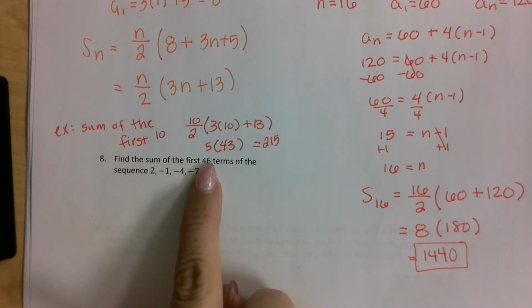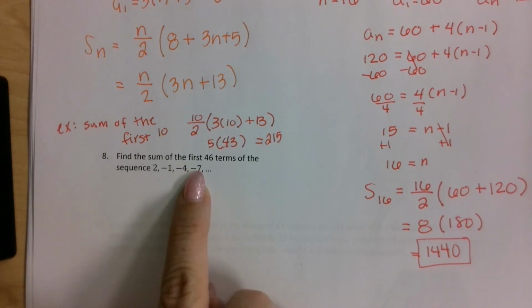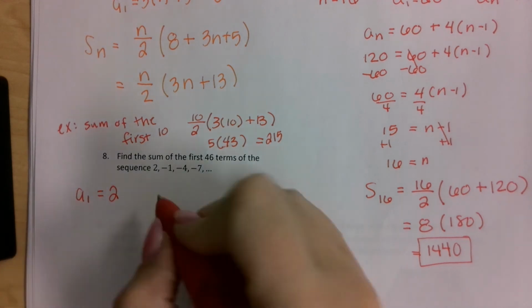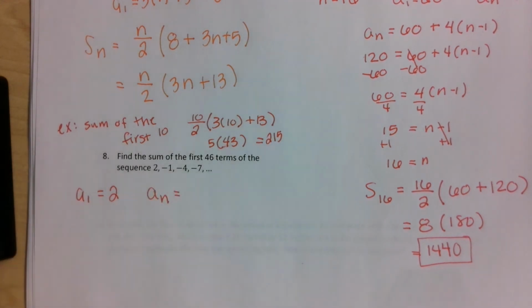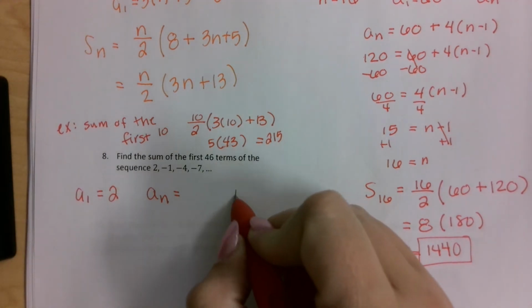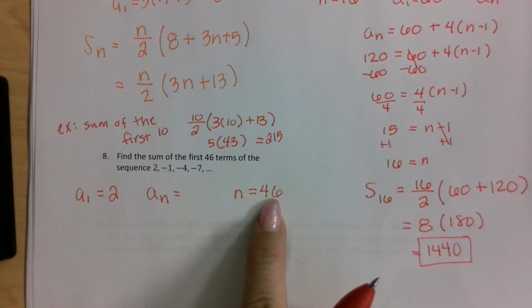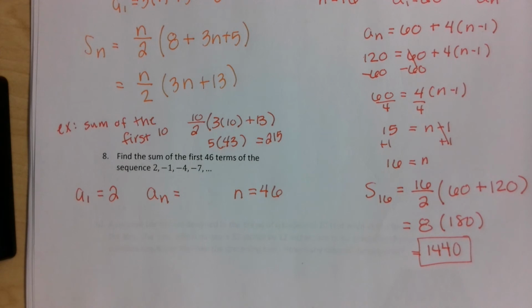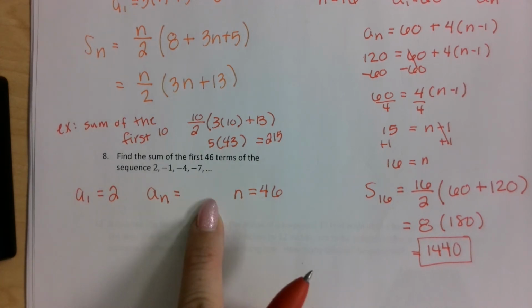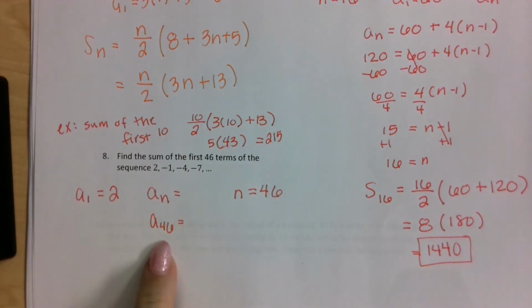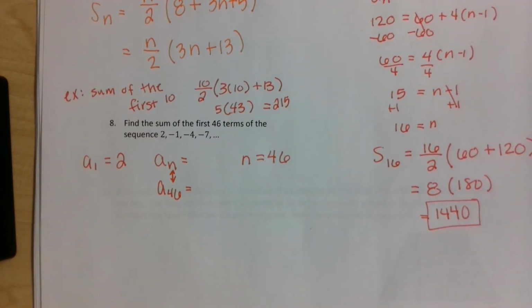Find the sum of the first 46 terms of the sequence. So a sub 1 is 2. A sub n, well, I don't know what the last term is, but I do know that I'm going to stop at 46. That's when I'm going to stop. I only want the first 46 terms. So I need to know what is a sub n, which is really a sub 46, because that's when we're going to stop. These are the same thing. So I need to use my formula to figure that out.